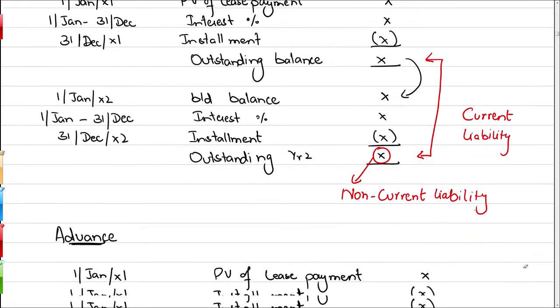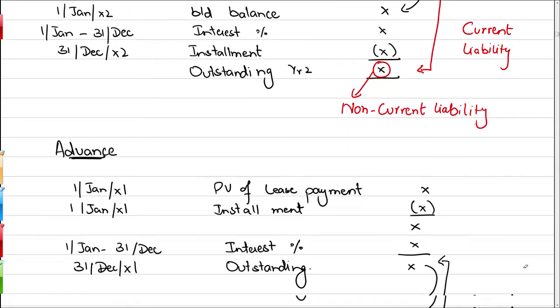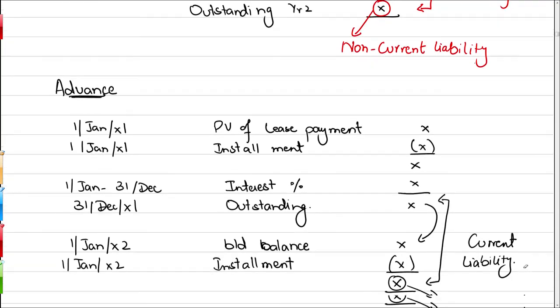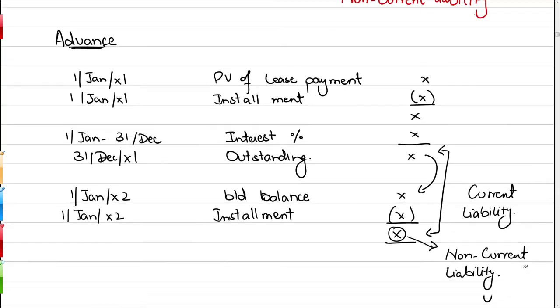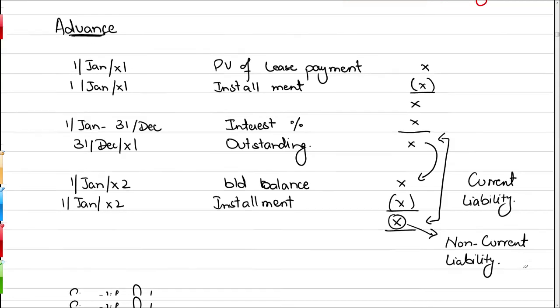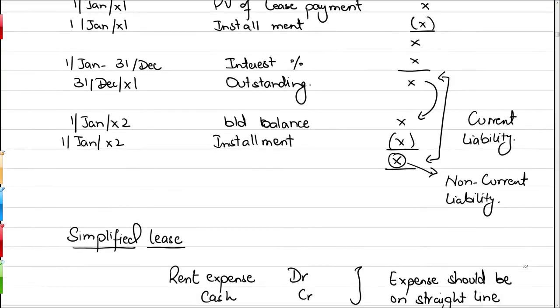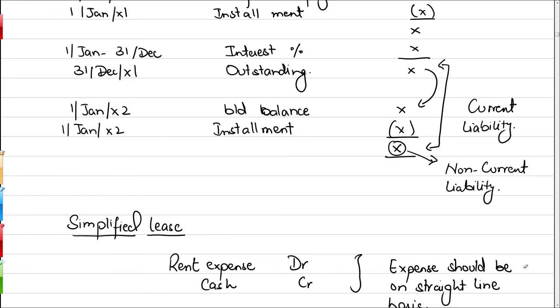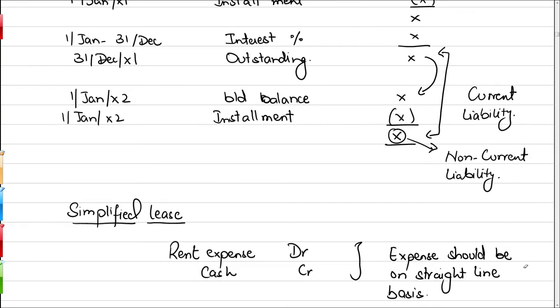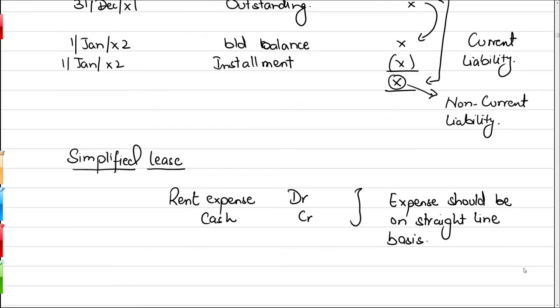But when you're doing the working with advance, you have to be careful. You do not have to accrue the interest of the next year, because since the liability has not yet been incurred, the event has not yet taken place, we are not going to accrue the interest of the next year. And as far as the simplified lease is concerned, a simple double entry would be recorded, which is the expense debit, cash credit on a straight line basis.